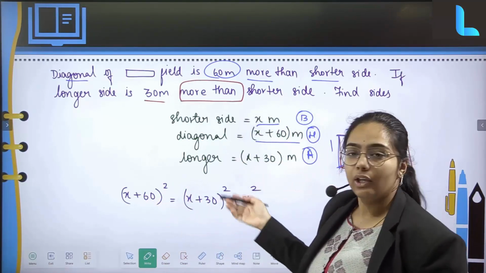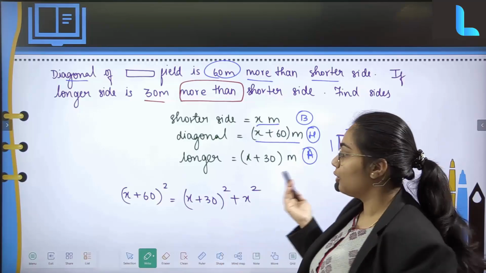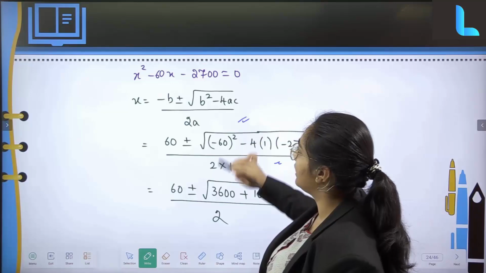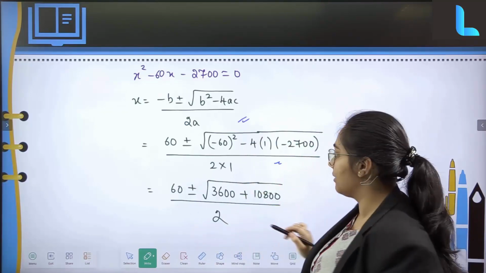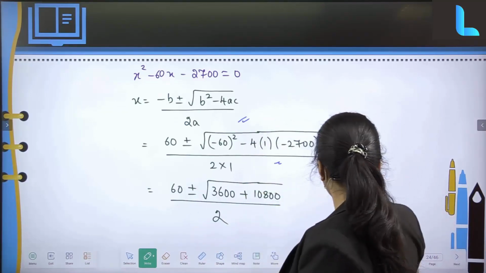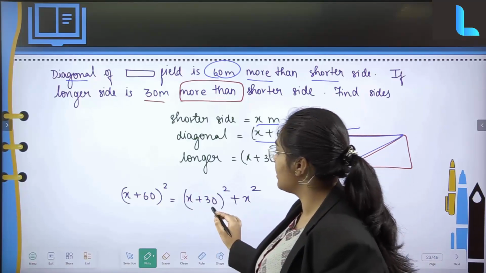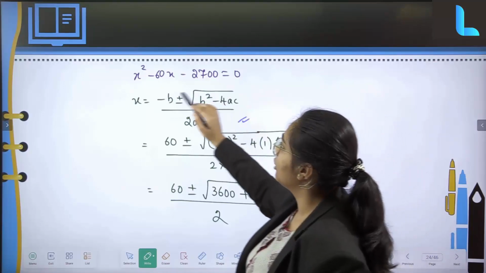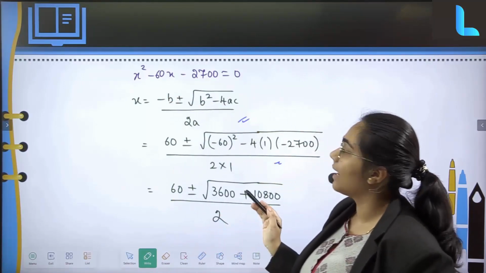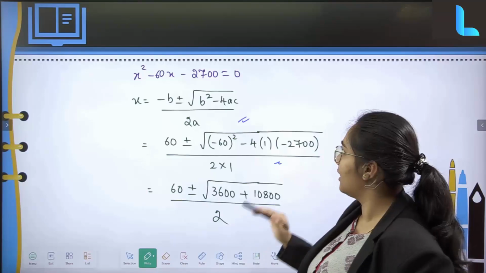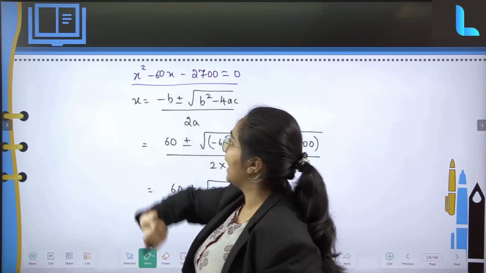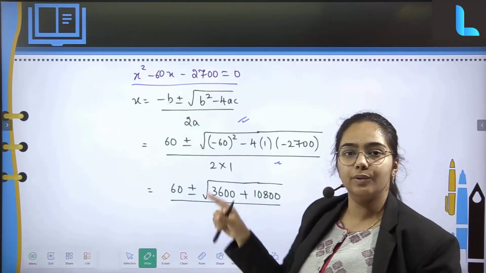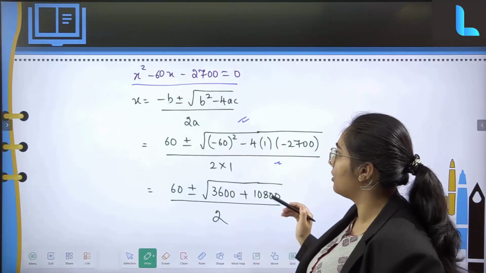Right, when we are solving for this, suppose over here you have the 60 the whole square, you have to find out the roots also. It is not necessary that you have to use the formula method only, you can use any method. So over here, when you solve for this equation and further simplify, you will be getting x square minus 60x minus 2700 is equal to 0. So for this I have to solve. Either I can solve using factorization method or using formula method also.